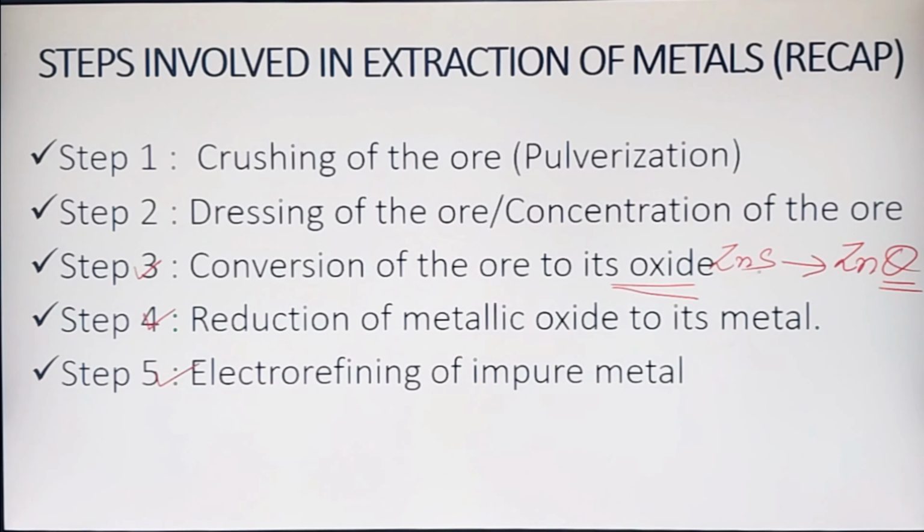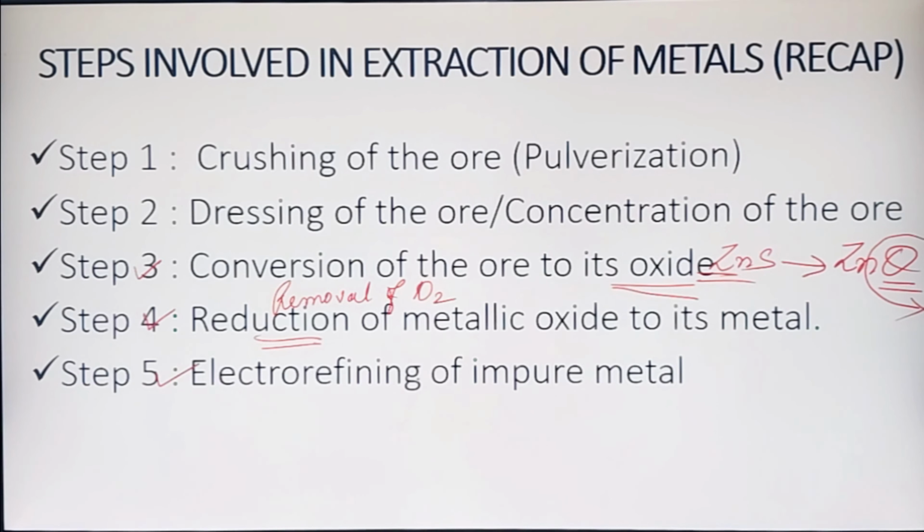Clear? Then the next step is the reduction of the metallic oxide. We will remove the oxygen element. So first we are adding oxygen. In step 4, we will remove that oxygen. And we know removal of oxygen is nothing but reduction. So we have removed oxygen. That means we have got our metal in our hand. So it is removal of oxygen from the metallic oxide so that we get the metal.